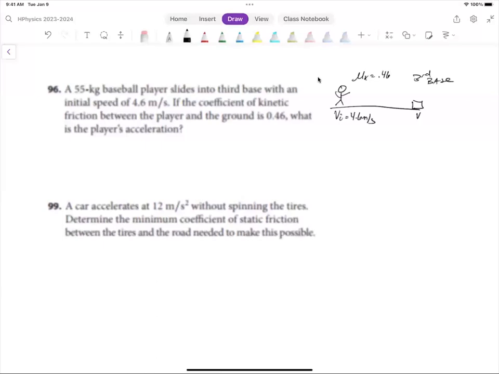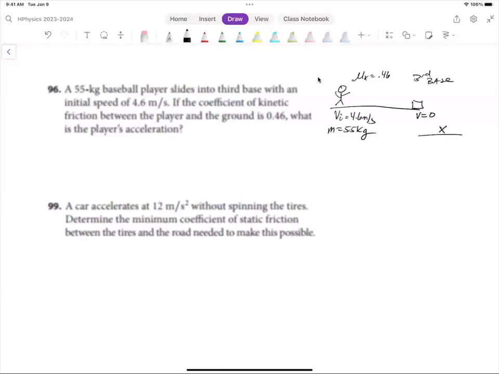He slides in, and they didn't do a very good job of telling you that the velocity comes to a stop, but he slid and came to a halt on third base. So velocity final is 0. What else do I know? Mass is equal to 55 kilograms. Don't have to convert. They want to know what's the player's acceleration.